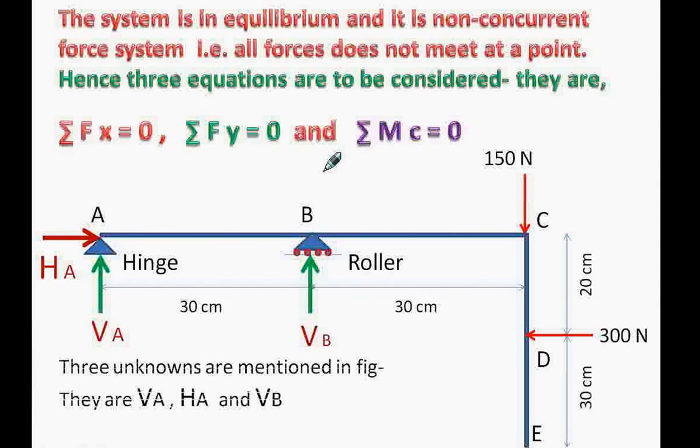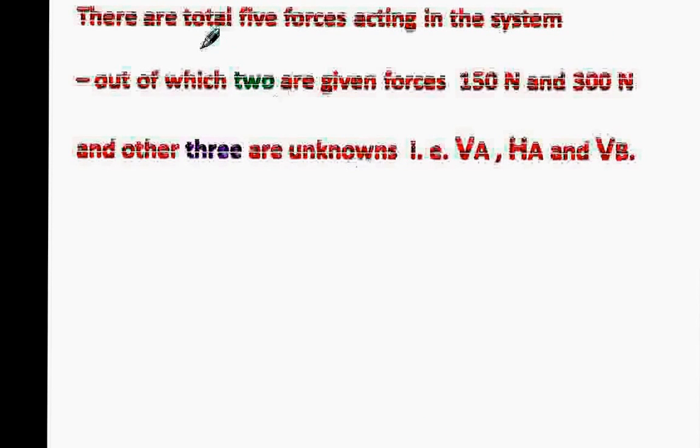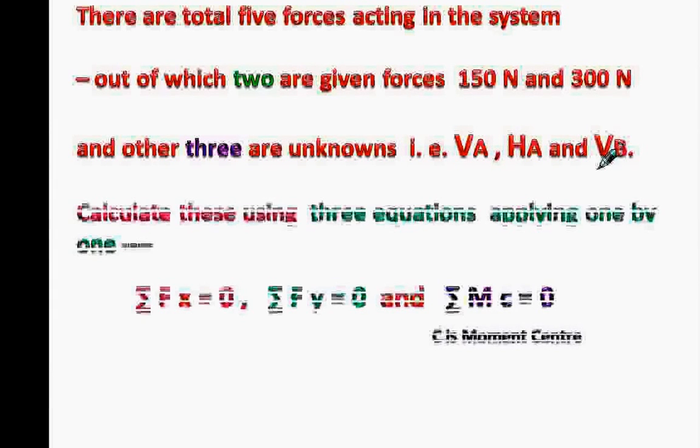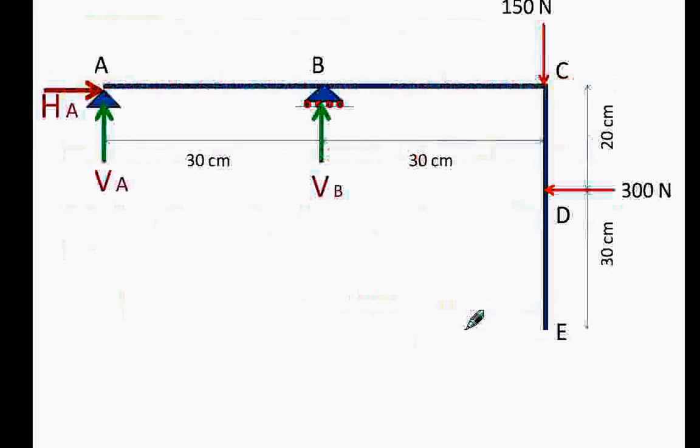Let us apply these equations, sigma Fx and all that. So the hinge has two unknowns and the roller has one unknown. There are a total of 5 forces acting in the system, out of which 2 are the given forces, 150 and 300 Newtons in the figure, and the other 3 are unknowns. VA and HA are the reactions at A, and VB is the reaction on roller B. Calculate these using 3 equations: sigma Fx, sigma Fy, sigma M.